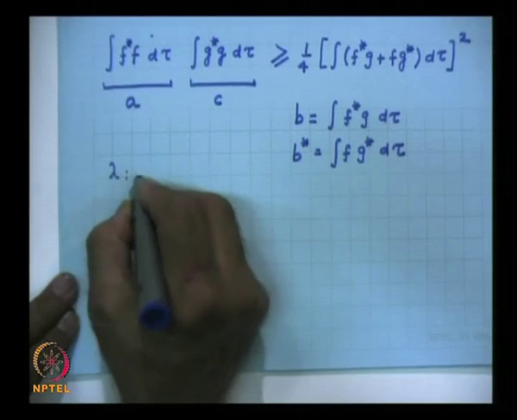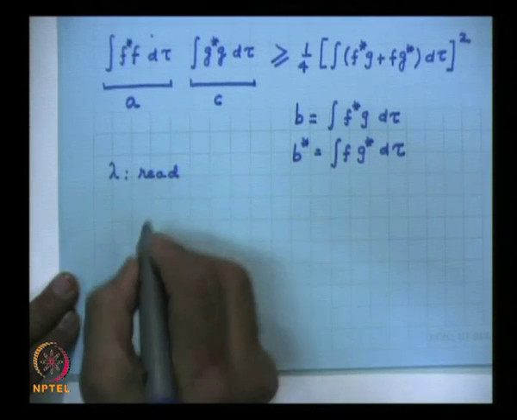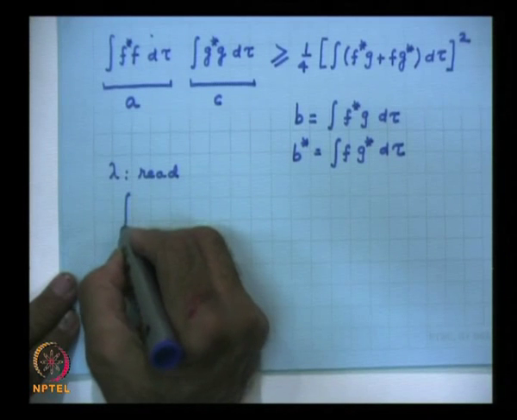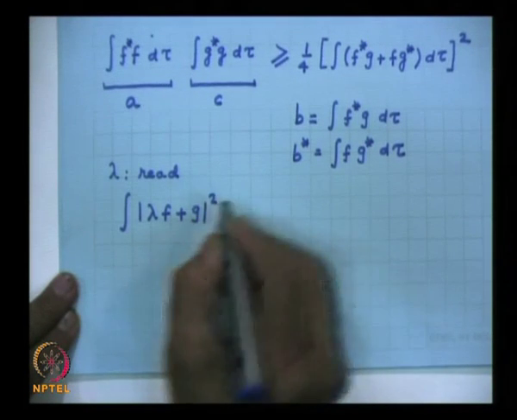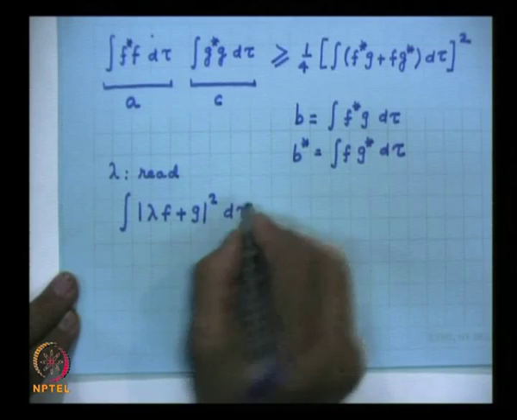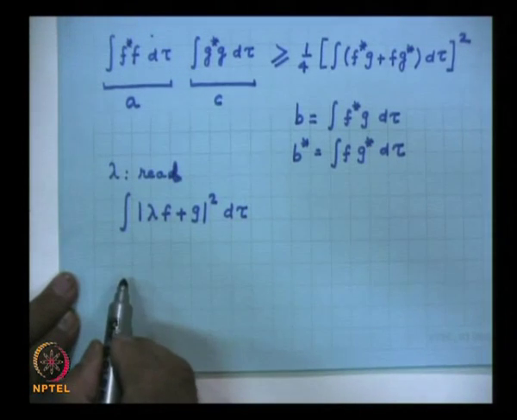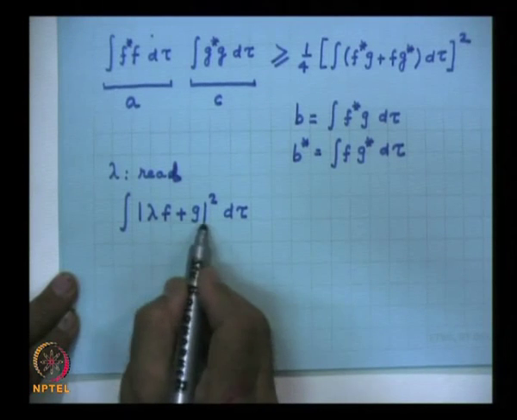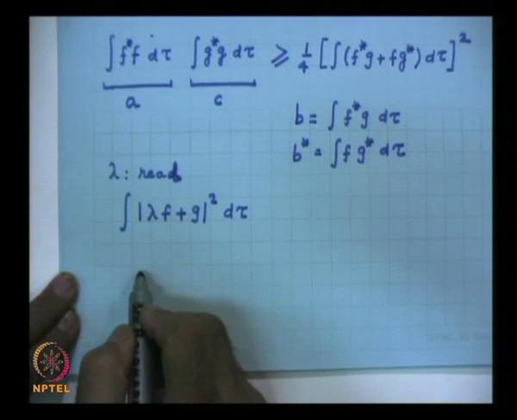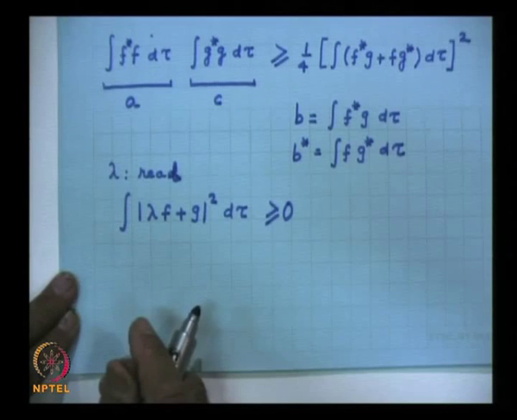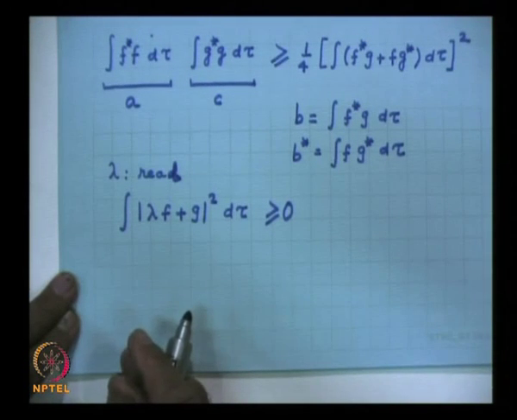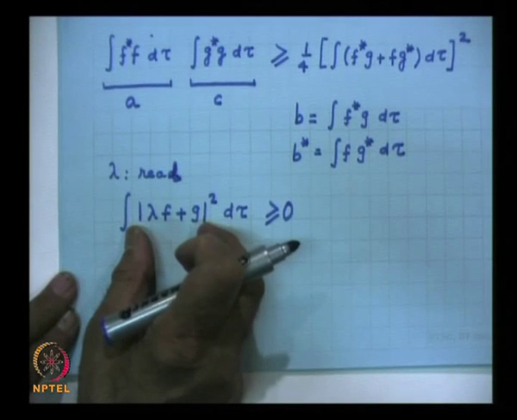and in order to prove that, I consider a parameter lambda which is real, lambda I assume to be real, and I consider the integral of mod lambda f plus g square d tau. Now, since lambda is real, this quantity is positive because it is the square of the modulus integrated over the entire space. So, this must be always greater than or equal to 0, always positive, because the integrand is a positive definite quantity.